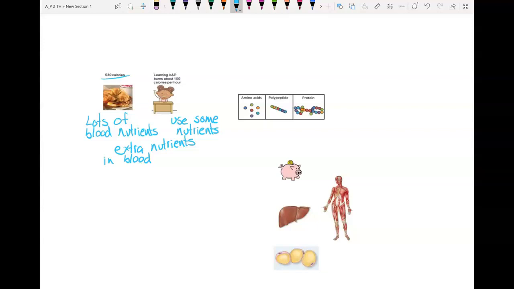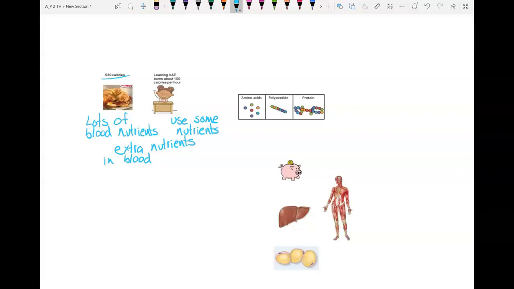Your body uses that same logic. Your body is not going to let those extra 430 calories just go to waste. It's going to save them. Just like after your trip to Walmart, you put that $430 in your wallet because you know you're going to need to buy more stuff next week. Your body does the same thing.